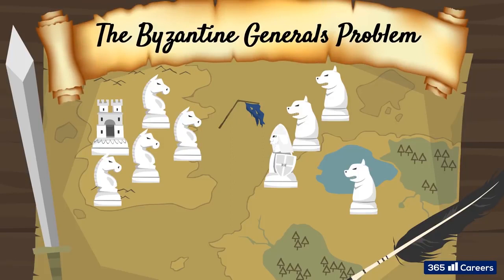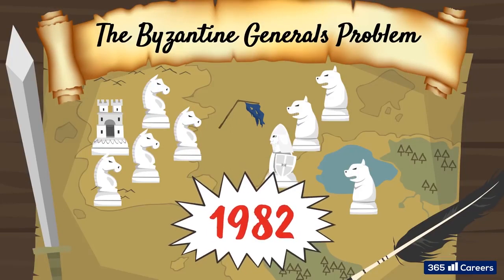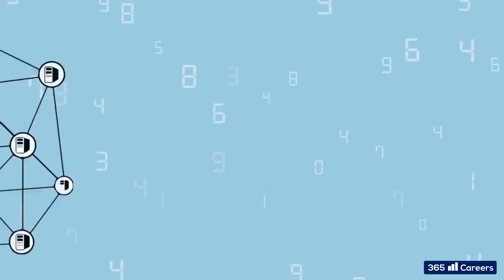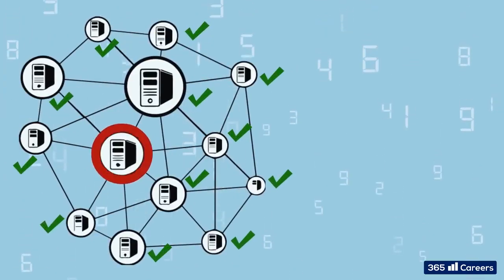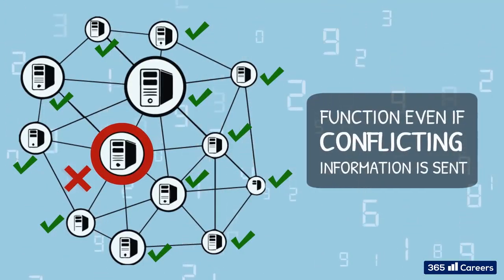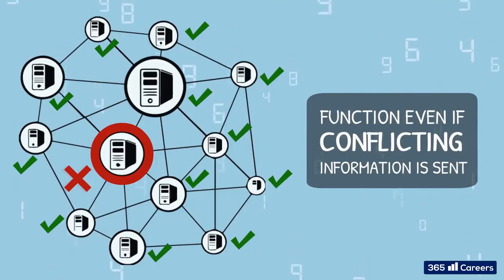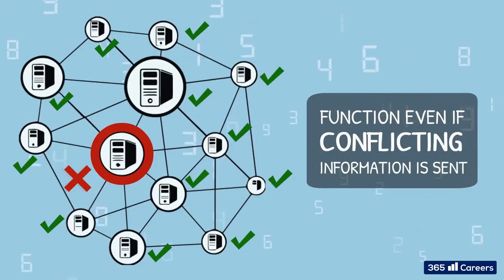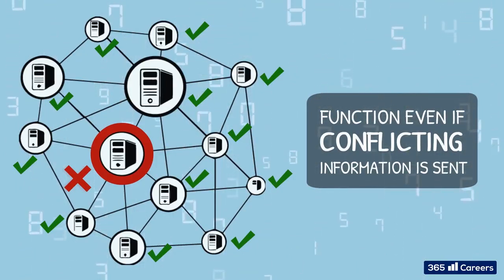Byzantine generals problem was first introduced in a computer science paper published in 1982. The problem discussed in the paper is that reliable computer systems must be able to function effectively in the presence of faulty components that may send conflicting information to different parts of the system. This issue is even more acute when we talk about decentralized computer networks.